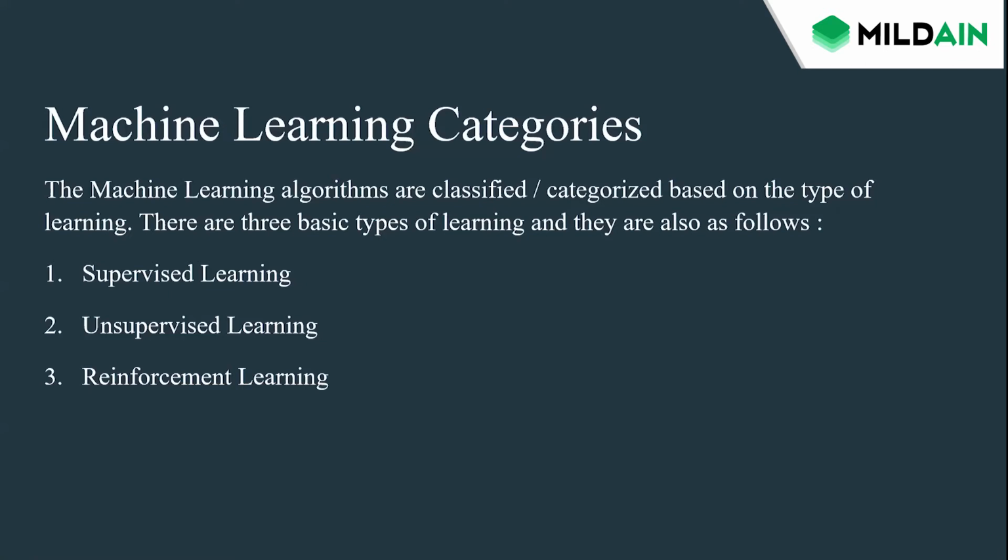See, machine learning algorithms have been classified into three categories. One is supervised learning, second one is unsupervised learning, third one is reinforcement learning. So these are supervised learning, unsupervised learning, and reinforcement learning.